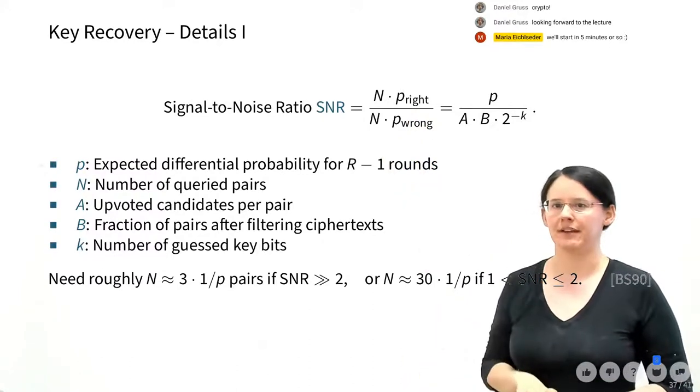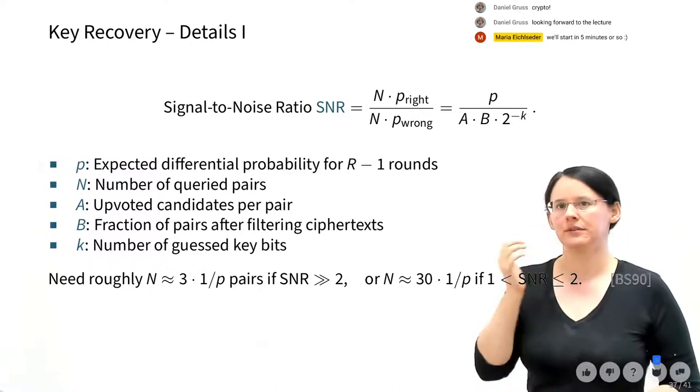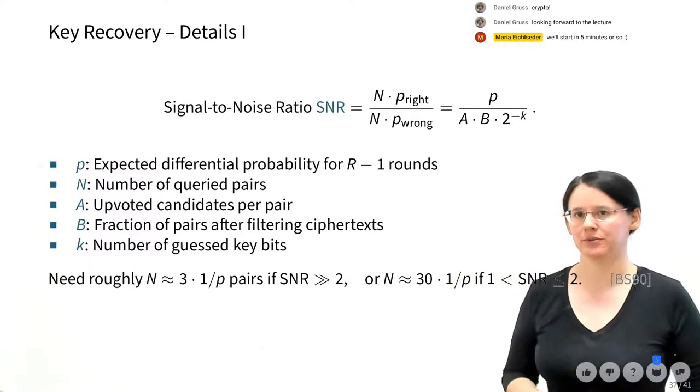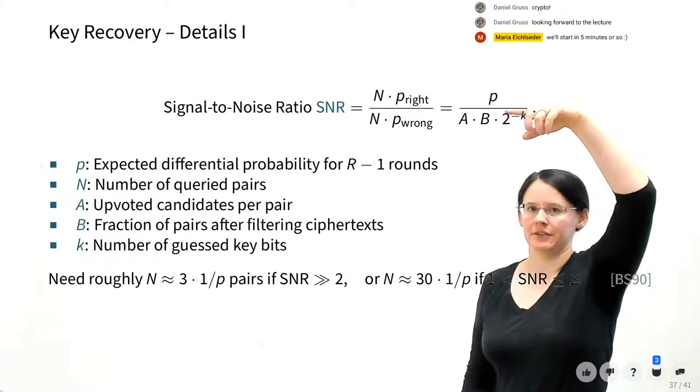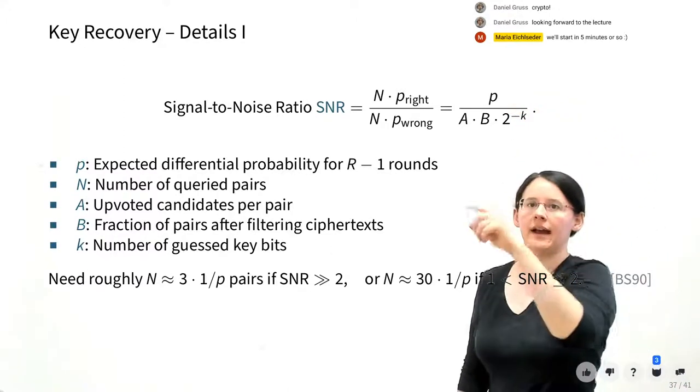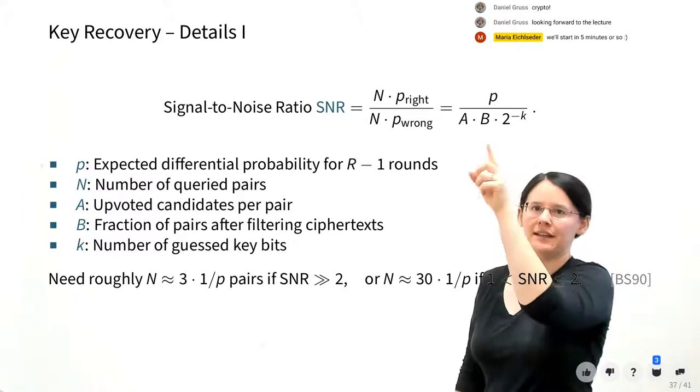And if we look at a cipher like the previous one, then I can compute the signal-to-noise ratio as follows. It depends on the probability of the characteristic. And now the part that corresponds to the key guessing thing.